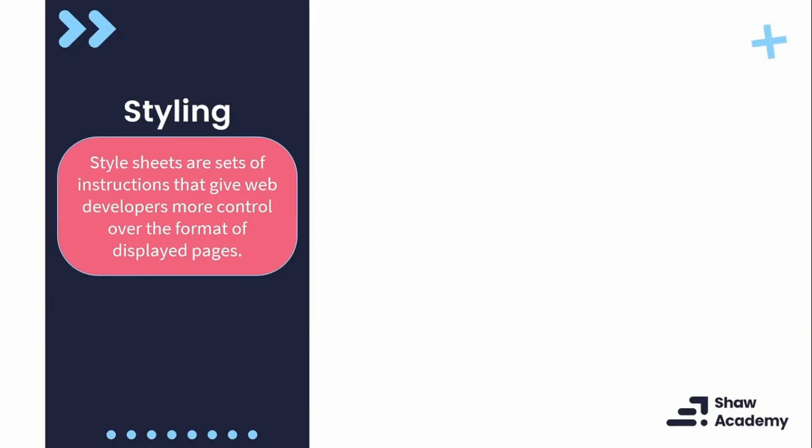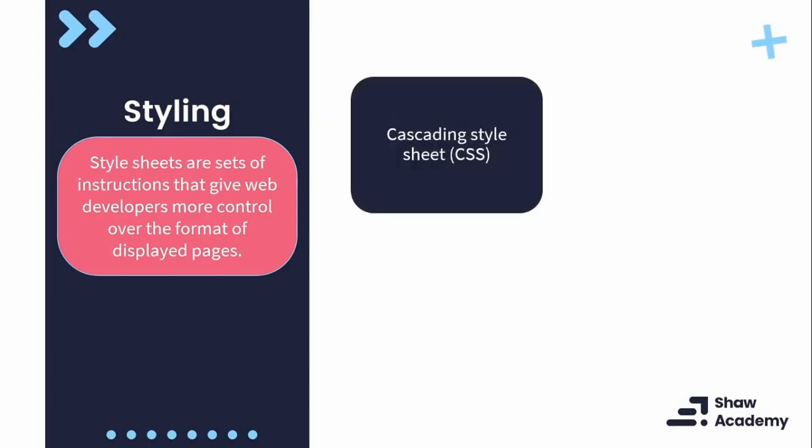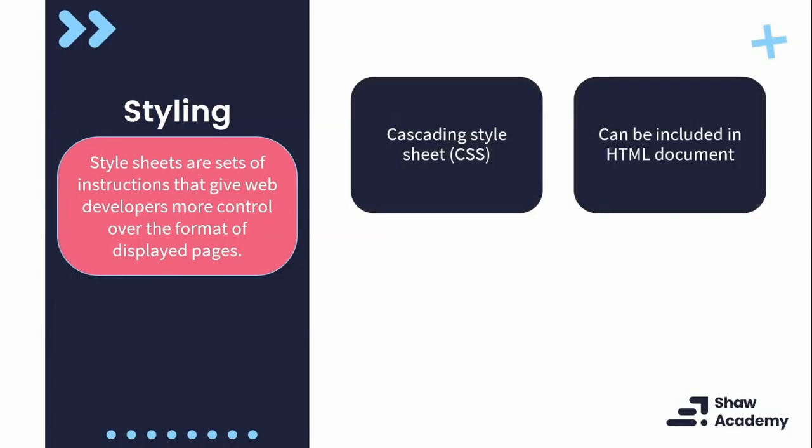So when it comes to styling, the most commonly used approach is a CSS style sheet, also known as a cascading style sheet, okay? And these can be included inside the HTML document, or the code can be included inside an HTML document, but it's not necessarily the best practice when we do web development.